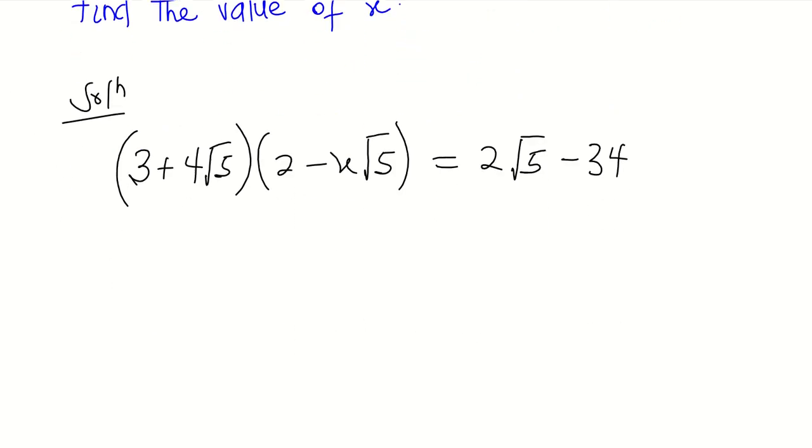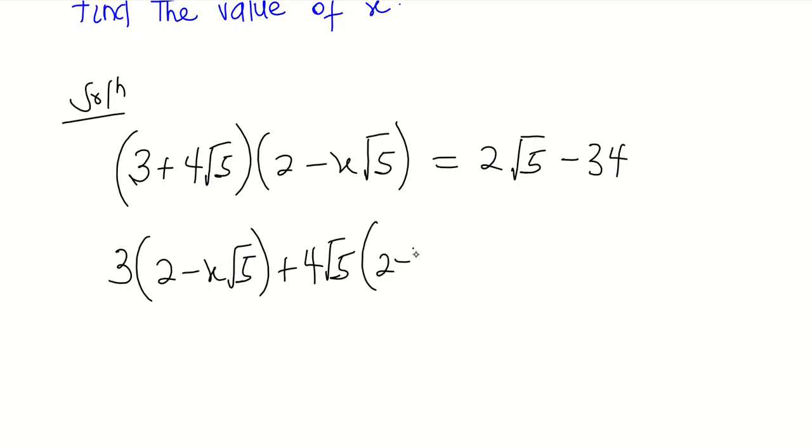Now with this, we first have to expand the expression on the left hand side so that it looks like the one at the right hand side, and then we compare. So in expanding the expression at the left hand side, we have 3 multiplying 2 minus x square root of 5, and we have 4 square root of 5 also multiplying 2 minus x square root of 5, which is equal to 2 square root of 5 minus 34.